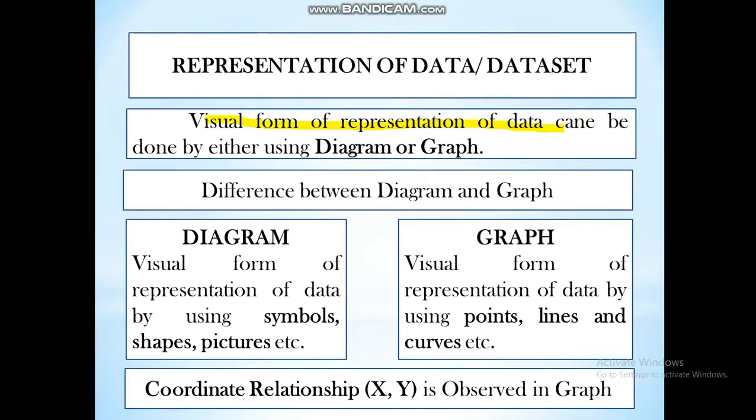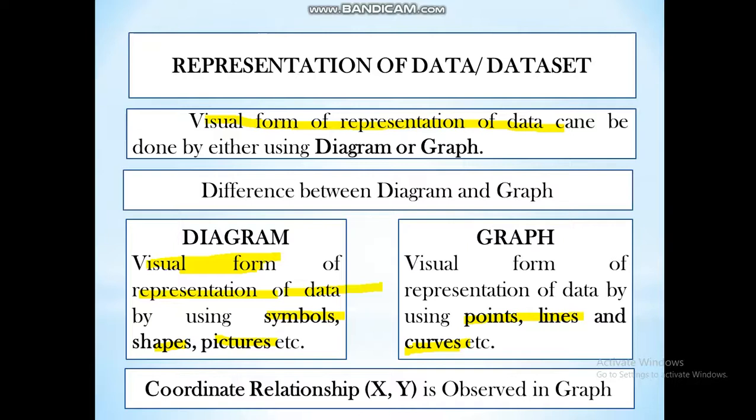Diagram means we will represent the data in visual form, using symbols, shapes and pictures. If you are representing data visually with the help of symbols, shapes and pictures, it is called a diagram. So in a diagram we mainly use symbols, shapes and pictures, but in a graph we represent the data visually using points, lines and curves.